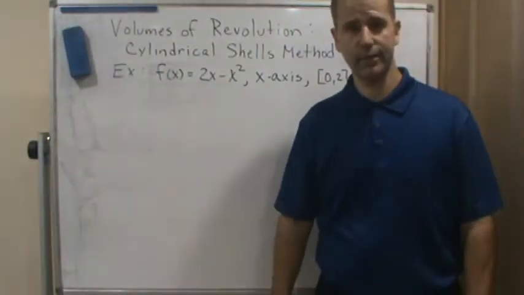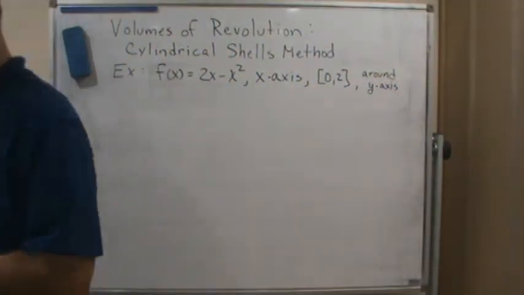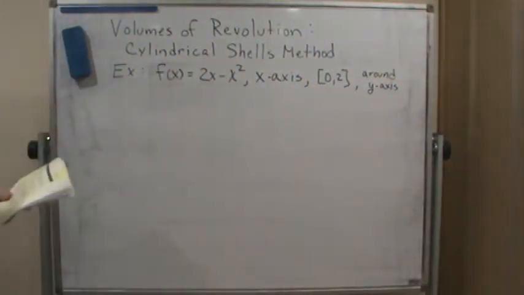Okay, let's do another example using the cylindrical shell method. So again, let me read to you the setup. I just wrote down the information. It says define R as the region bounded above by the graph of f of x equal to 2x minus x squared and below by the x-axis over the interval from 0 to 2. Find the volume of the solid of revolution formed by revolving R around the y-axis.